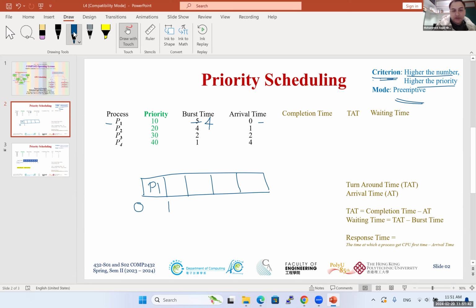Now if you see at interval 1, another process has arrived. Process P2 has already arrived here. And what is the priority? We already said higher the number, higher the priority. That means 20 is higher than 10. So P2 will get executed now. When P2 gets executed, it will again execute for only 1 unit of time, so its burst time will become 3.